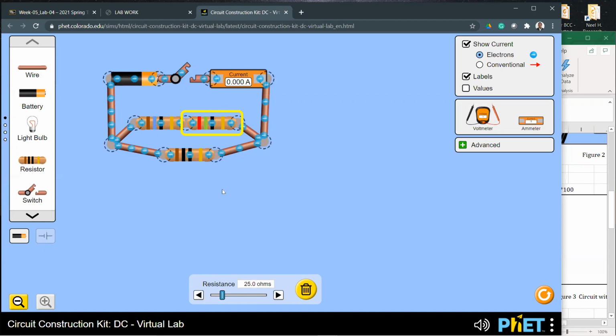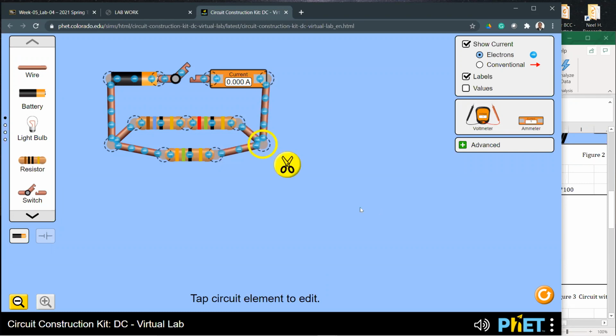Resistor number 3, we're going to pick 35 ohms. Okay, doesn't matter those numbers actually, but for consistency, use exactly these numbers. Okay, then all of us are going to get the same answers. 35.0.